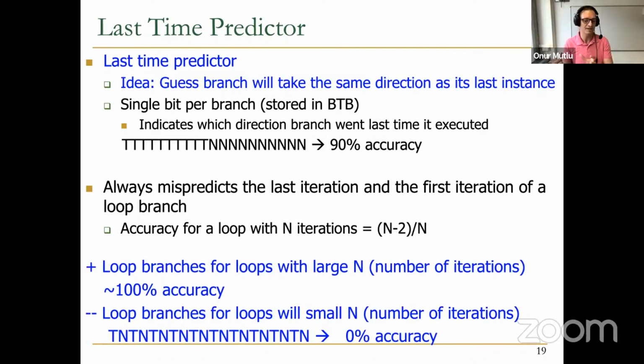I'm getting 0% accuracy. Can I do better? Maybe I reverse the prediction, right? If you have a confidence estimator that tells you how confident you are in this prediction, then you can actually reverse the prediction. But that requires additional hardware. That's not a last time predictor anymore. That's a last time predictor augmented with a confidence estimator that reverses the prediction. But existing mechanisms can potentially do this, clearly. Okay, so hopefully it's clear the benefits and downsides of the last time predictor.